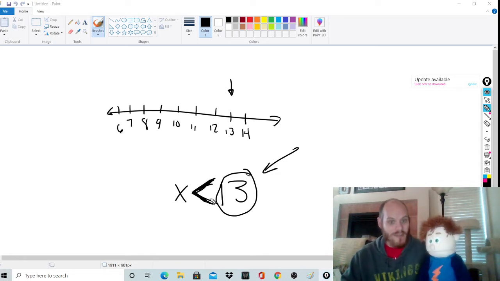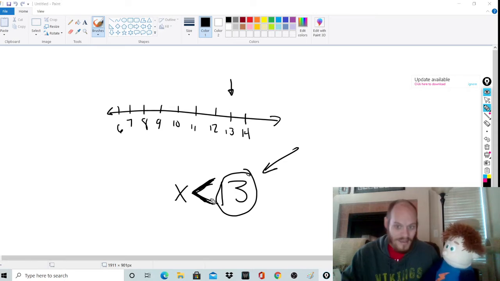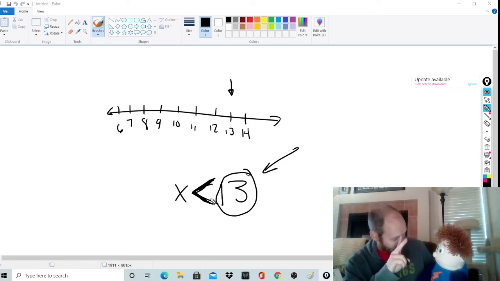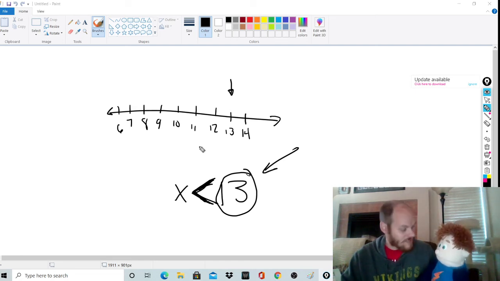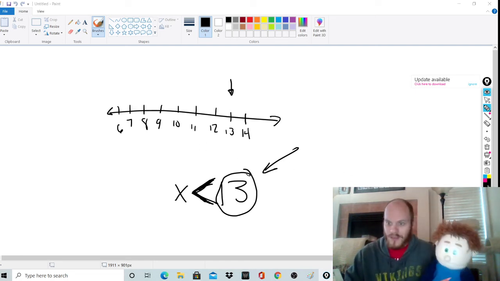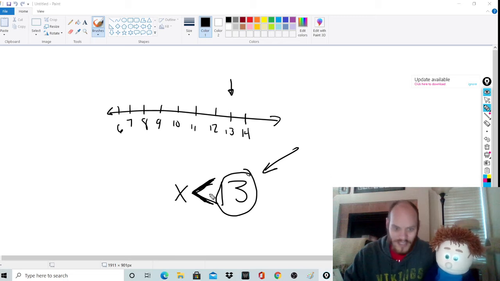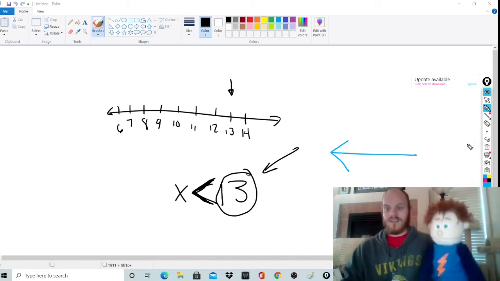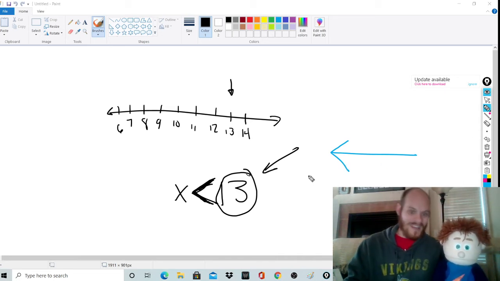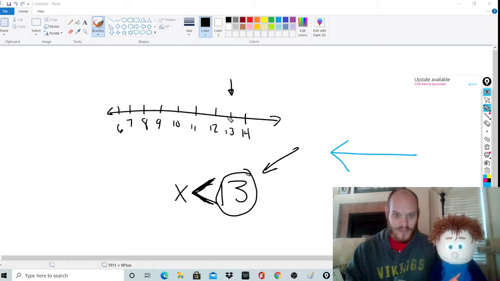We talked about every number less than that. But there are 2 things you need to look at when you look at that symbol. That tells you which direction the numbers need to go. I'm going to use a different color so we can see this. If you notice, the less than symbol kind of looks like the arrow is pointing that way. That shows me that all the numbers on the number line that way are included. So I'm going to draw a line that goes that way starting at 13. That's your first start.